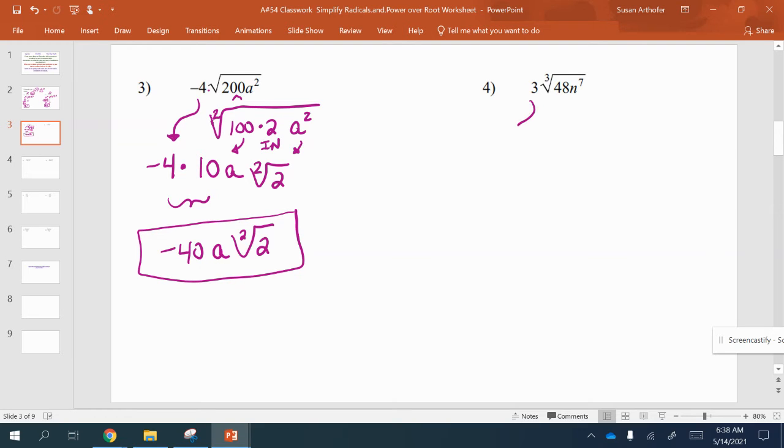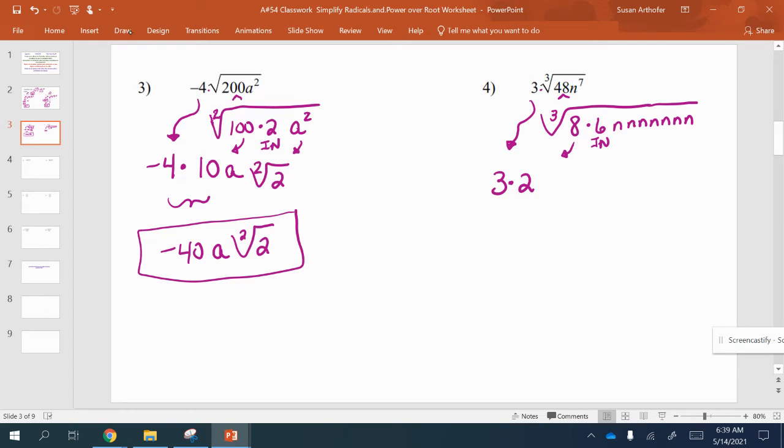This would be the same idea on number 4. Whatever comes out of the radical will be multiplied by 3 because there's a hidden multiply dot there. Then I'm going to break up for the cubed root. I'm going to break up 48. Cubed root of 8 will work, so 8 times 6 is 48. And then for the n to the 7, remember you can write those all out. There's 7 of them. And now I can decide who's in. 6 would be in. Cubed root of 8 is 2.